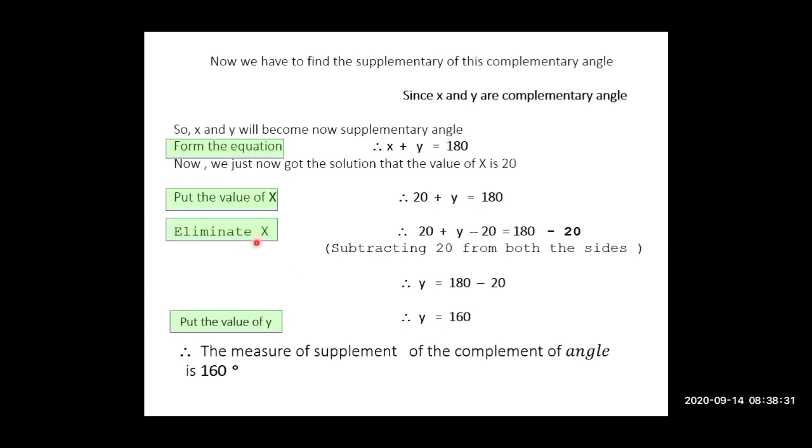Eliminate x. So 20 plus y minus 20 equals 180 minus 20, subtracting 20 from both sides. Therefore y equals 180 minus 20. Put the value of y. Therefore y equals 160. Therefore the measure of the supplement of the complement of angle A is 160 degrees.